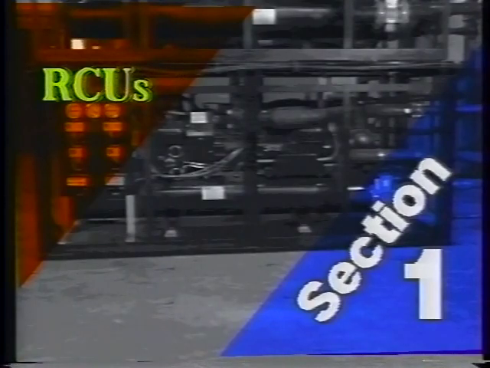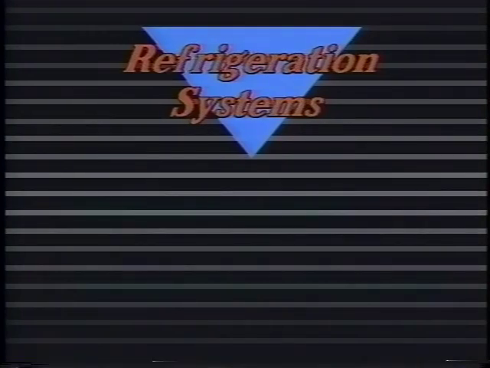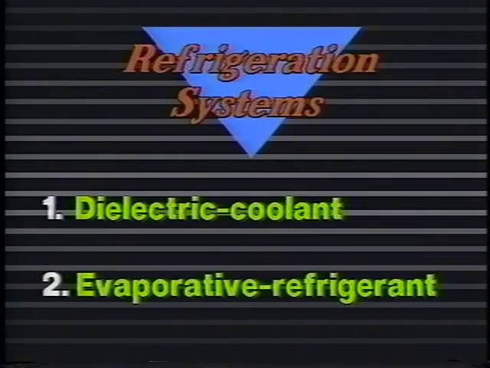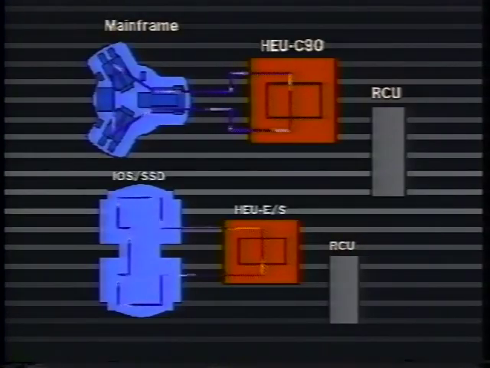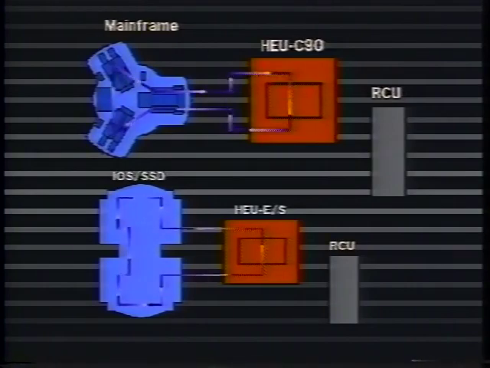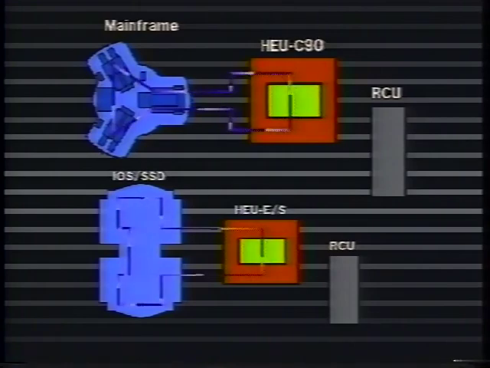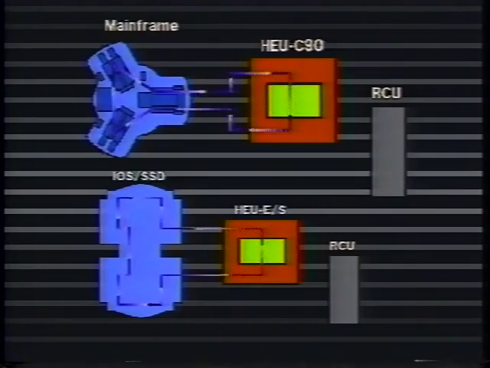Now Section 1, RCUs. There are 2 types of refrigeration systems that work together to remove heat from the computer system: a dielectric coolant system and an evaporative refrigerant system. The HEUs circulate the dielectric coolant through the modules and power supply plates. This liquid absorbs heat as it passes through the modules and the power supply plates, and then is carried back to the HEU, where the heat is removed in the heat exchanger subassembly by the evaporative refrigerant. The HEU is detailed in Section 2.